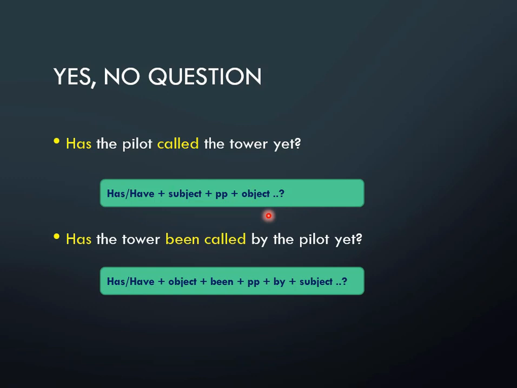After that we should insert the past participle of the verb be between the object and the main verb, and after that we write the past participle of the main verb followed by the preposition by and the subject at the end of the question.